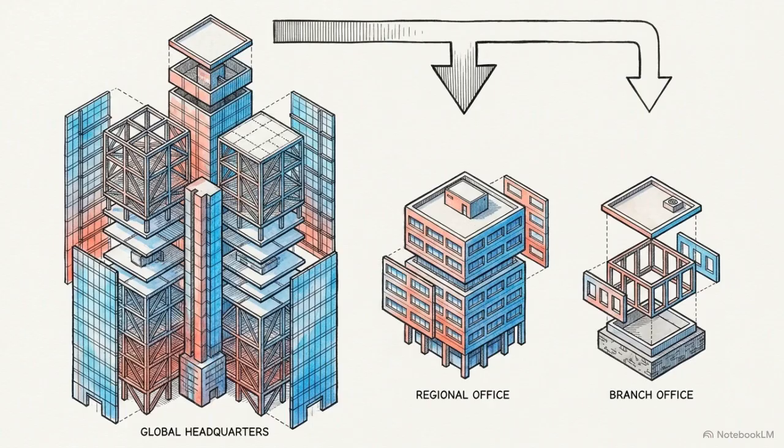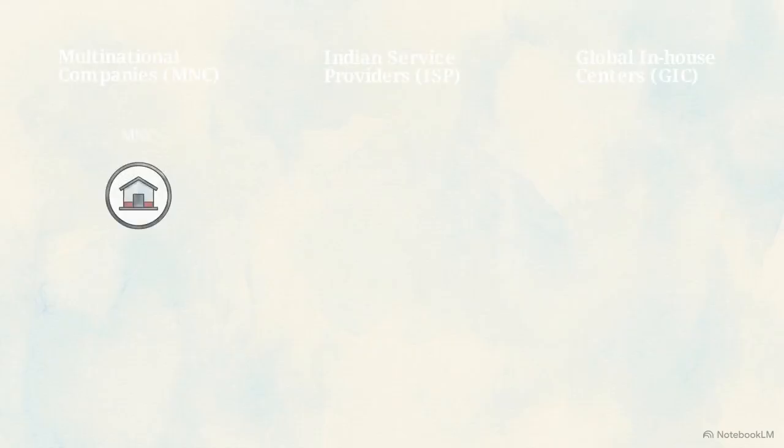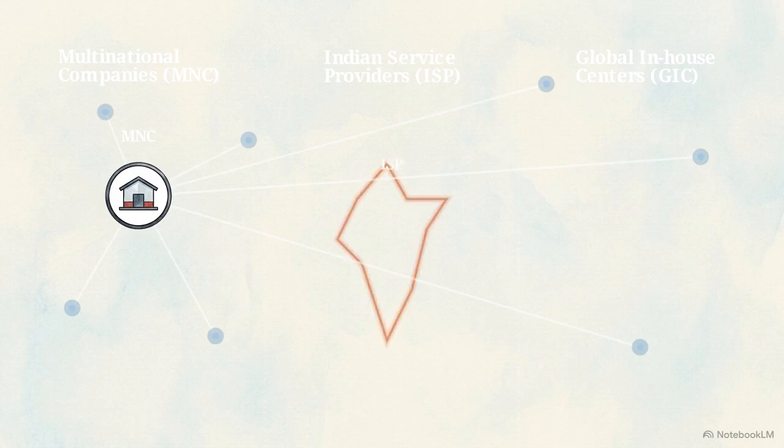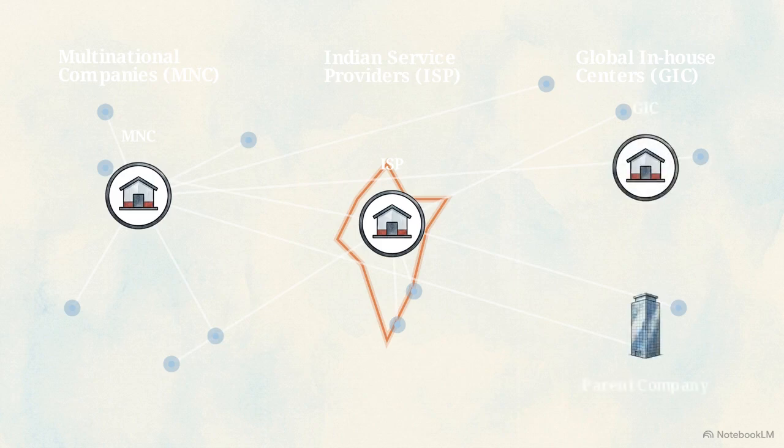Depending on how an organization aligns with those parameters, it falls into a specific corporate structure. First are multinational companies, or MNCs. These have headquarters located outside India, but they operate globally, serving both domestic and external global clients. Next are Indian service providers. These keep their headquarters strictly within India, while serving a mix of global and domestic clients. Finally, there are global in-house centers, or GICs. These organizations cater exclusively to their parent company and do not serve external clients at all.